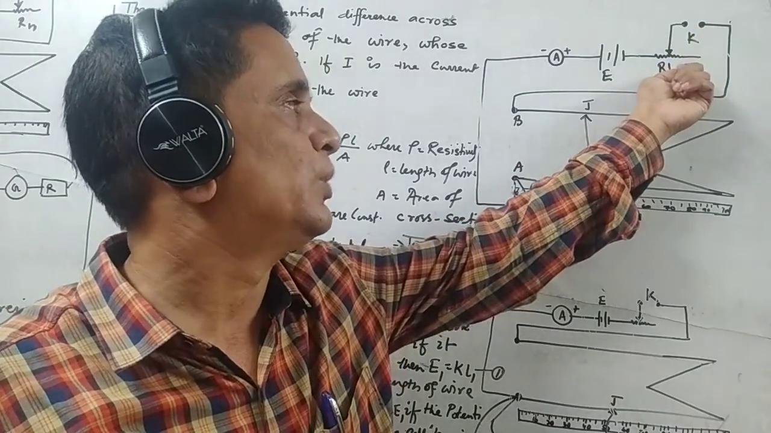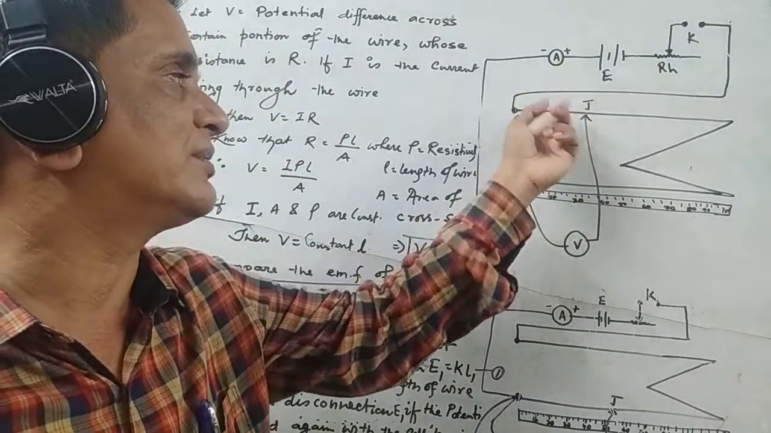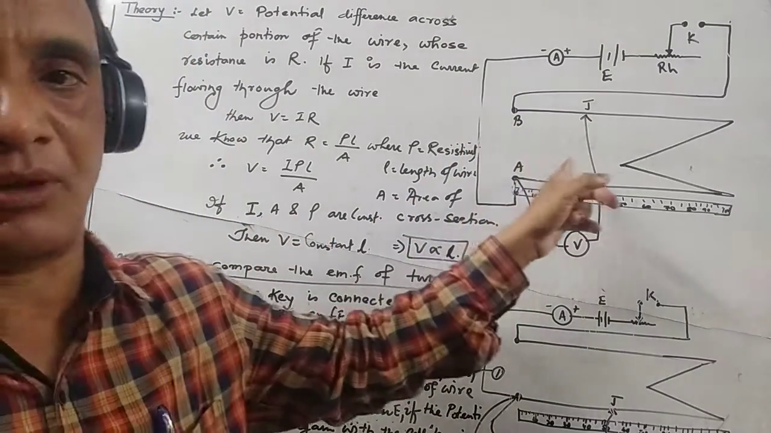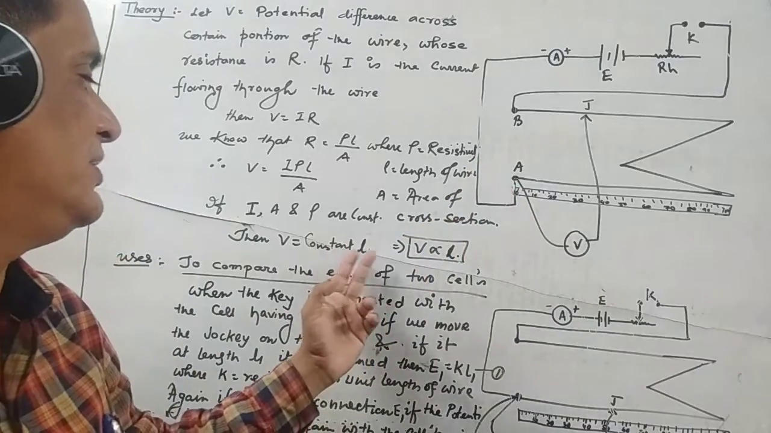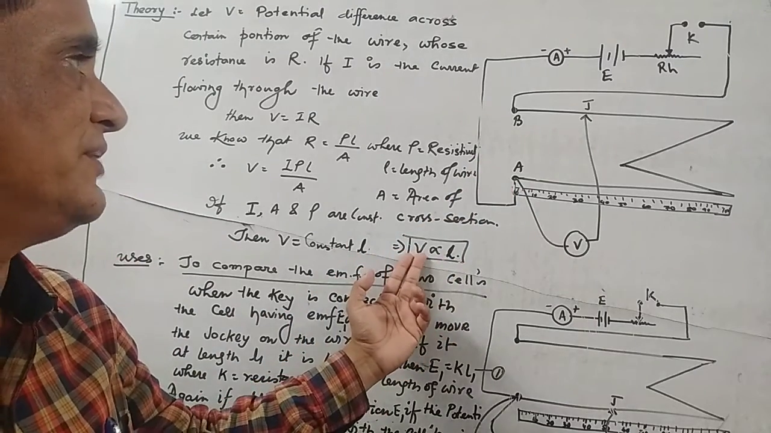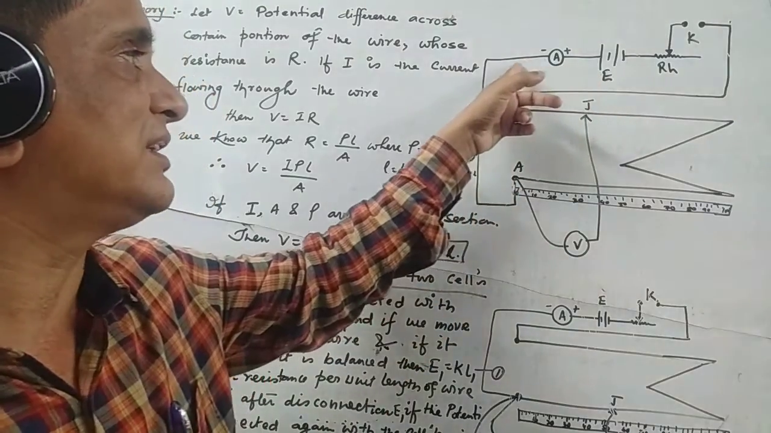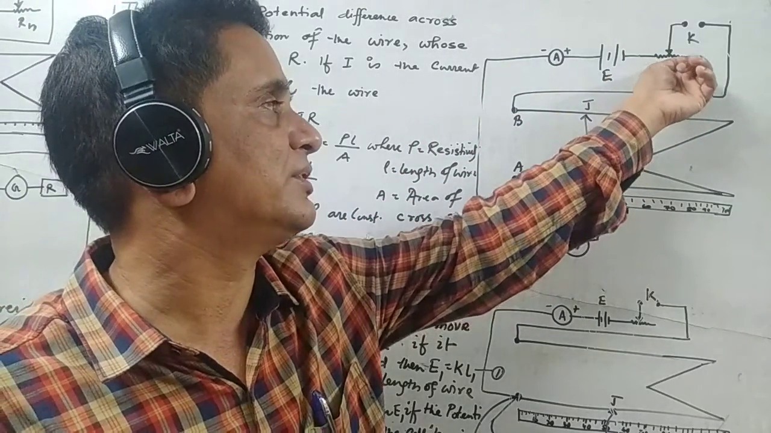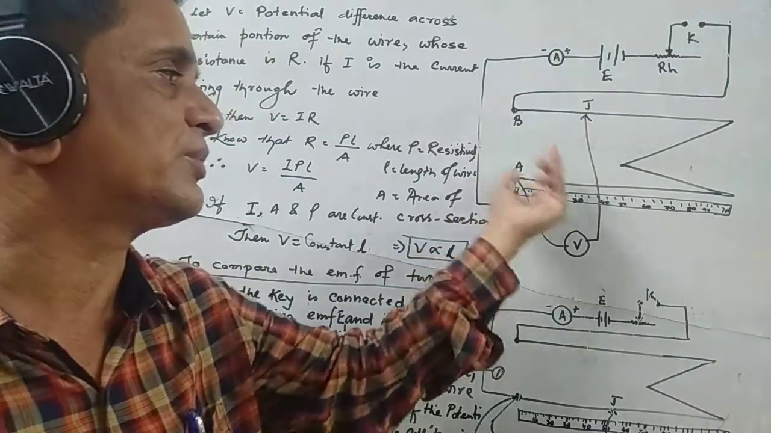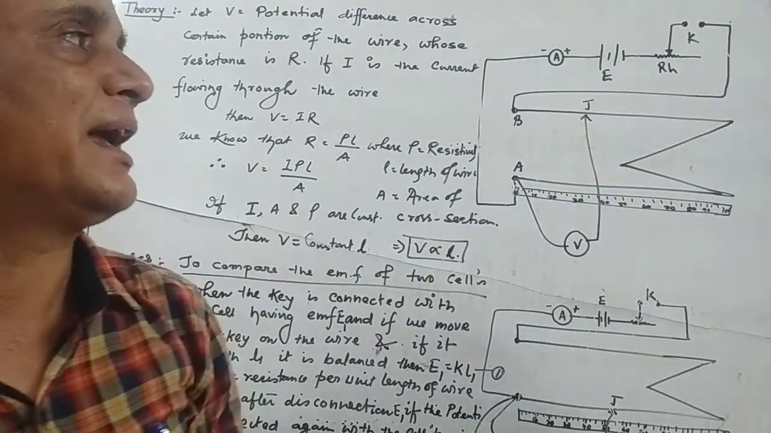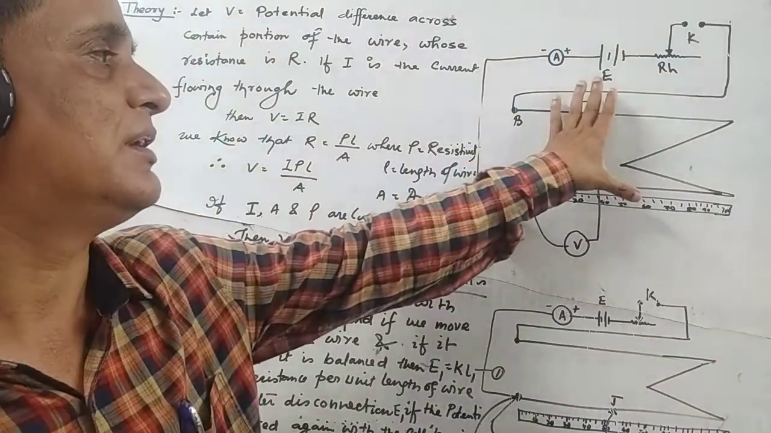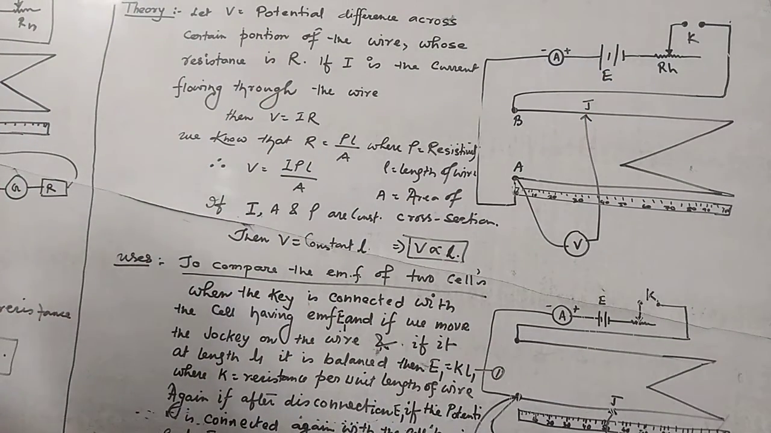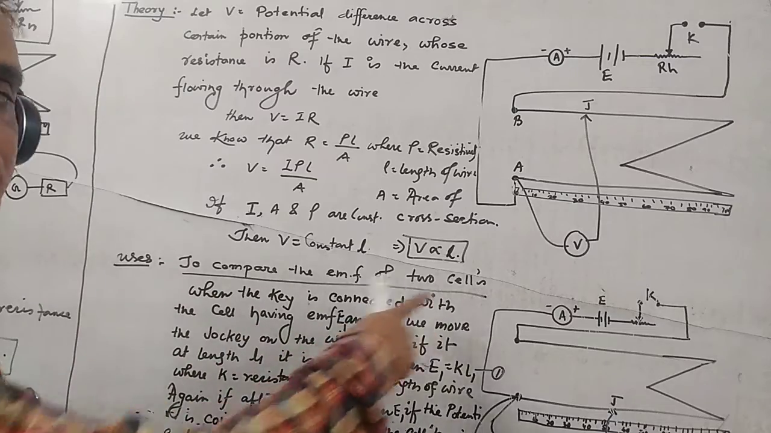What we do is balance the amount of current to keep it constant. We have said we have to give a constant amount of current so that the length will be directly proportional to the potential difference. So for sending a constant amount of current, we have connected the rheostat to balance the amount of current flowing through it. So this is the simple diagram of the potentiometer circuit.